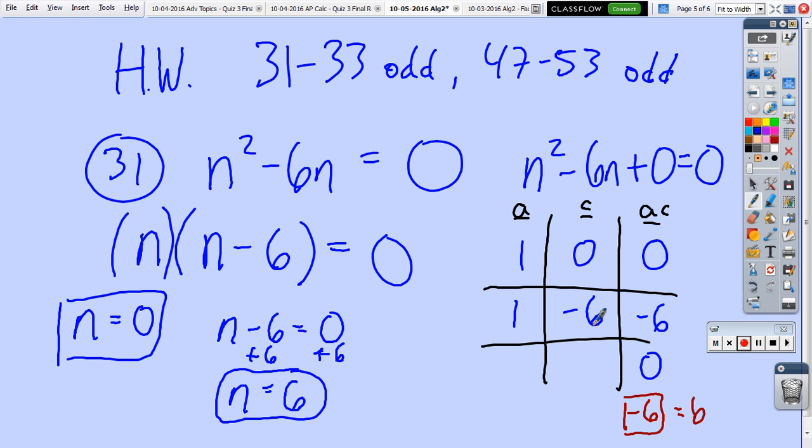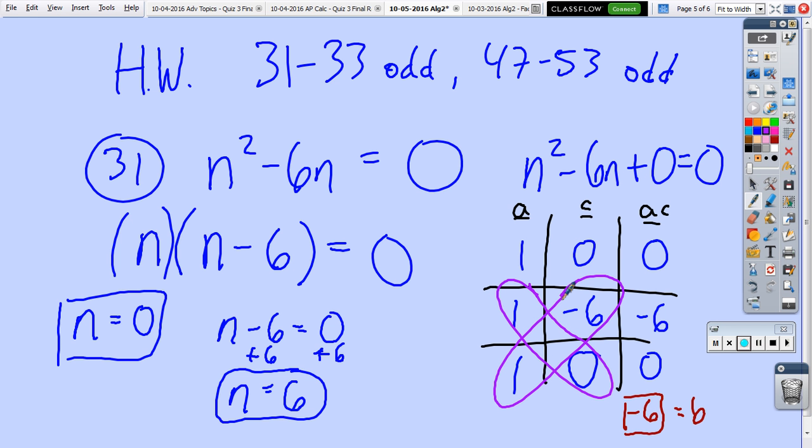Now going up, what would have to go here? 0 would have to go here, and then it has to be 1 because 1 times 1 is 1. Now notice if I circle this like I'm supposed to, crisscross, it would become this right here: n plus 0, which is just n, and n minus 6. So it works out the same exact way. As long as it's factorable, you can use tic-tac-toe, even if the C is 0.